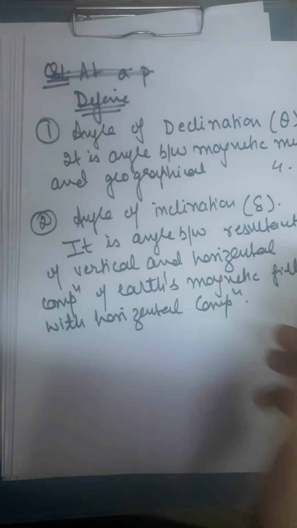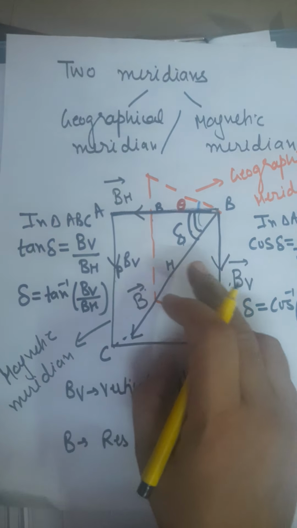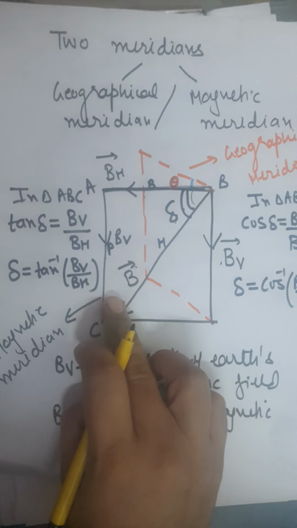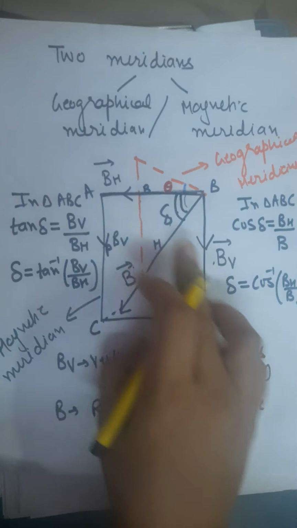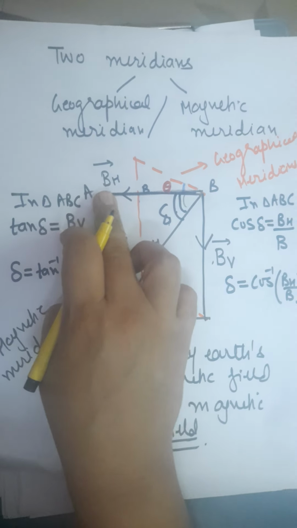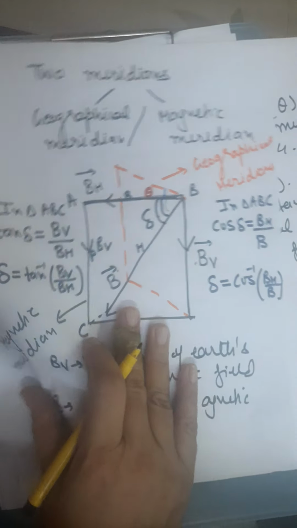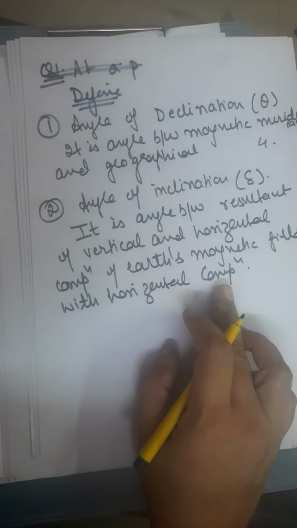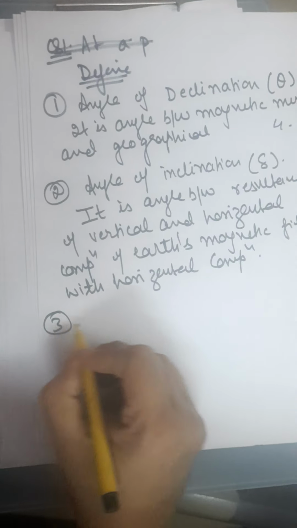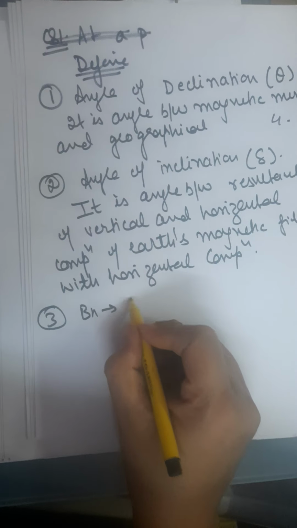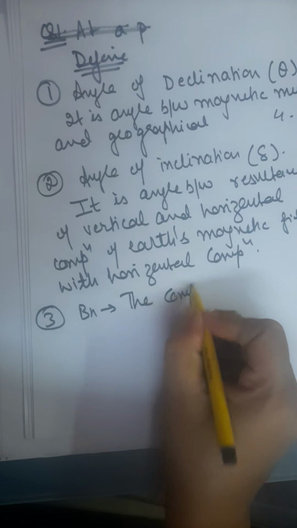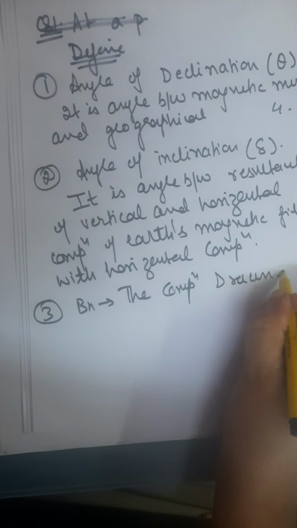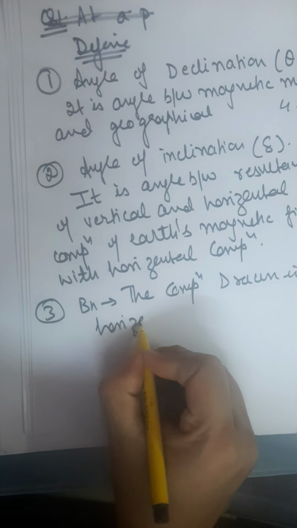I hope you remember the picture I drew earlier. Let me show you that picture again. What was it? Dip is the angle between the resultant, this is the resultant, of BV and BH, the resultant of BV and BH with BH. This is called dip, angle of inclination. This is the horizontal component. And third is BH. This is the component drawn in the horizontal axis. Right?